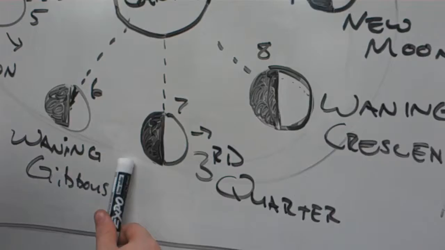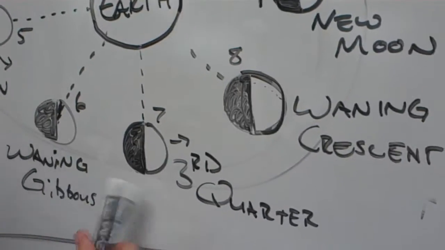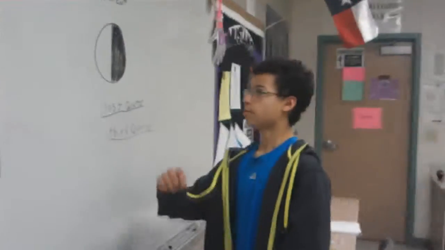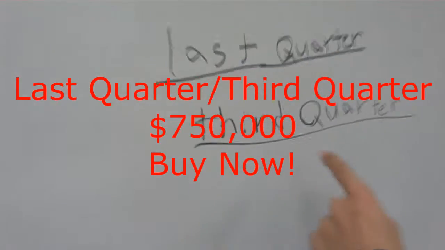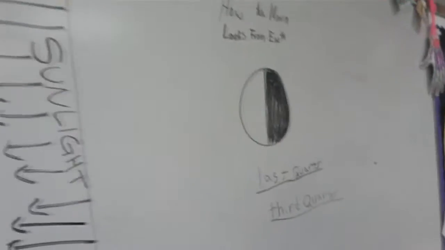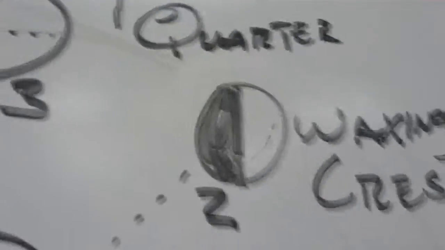Okay, so after the waning gibbous, and as you know, waning means to get smaller, comes the third quarter moon, the last quarter. Alright, what we were talking about now is the last quarter, otherwise known as the third quarter. It's called that because the full moon is really called the second quarter, and the first quarter, right here, is called, well, the first quarter.